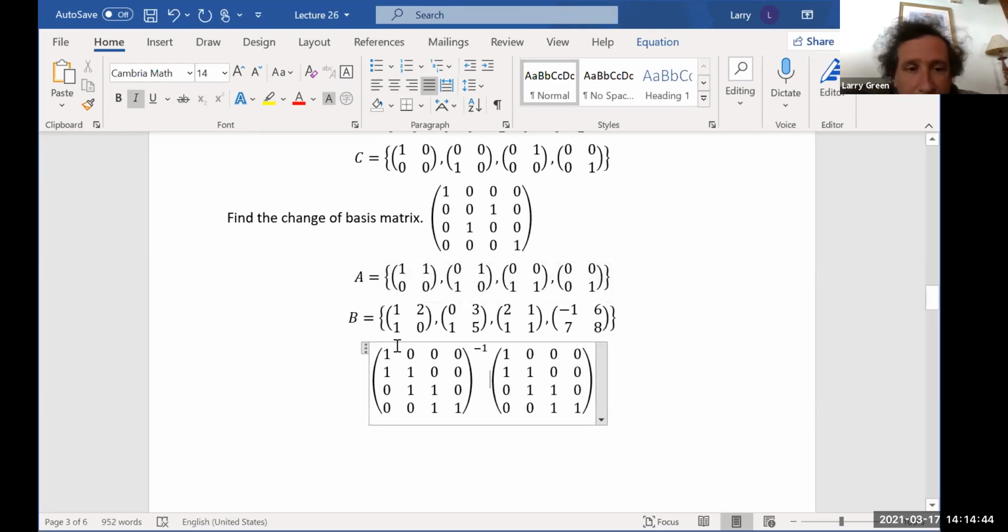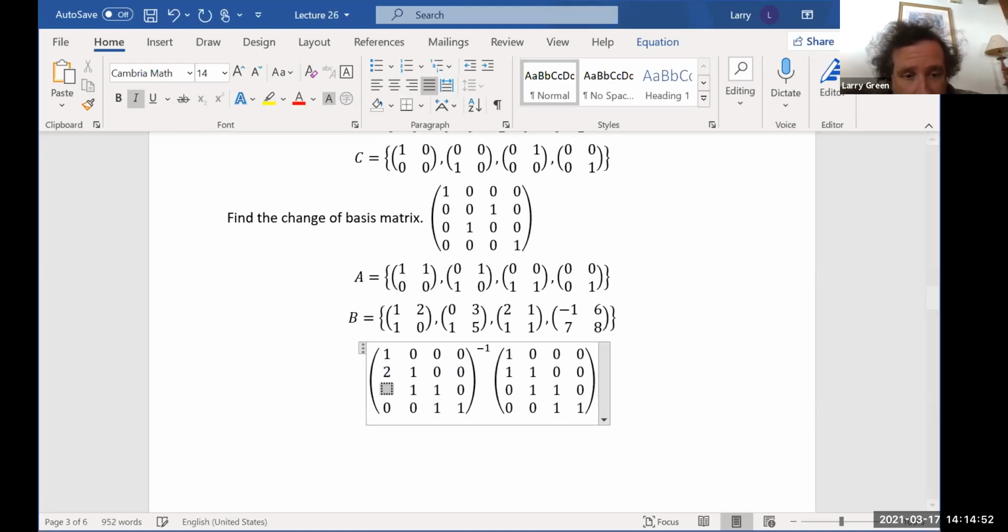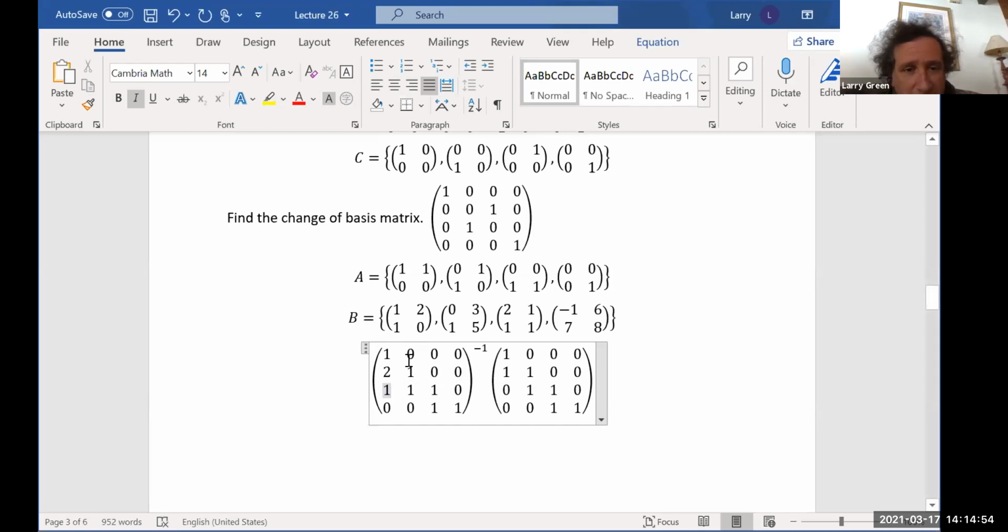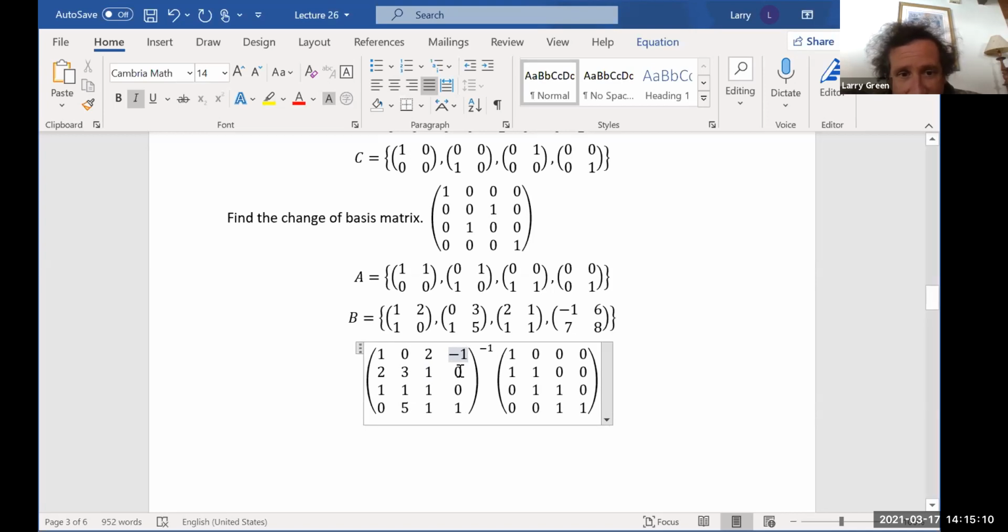There we go. And the B matrix is 1, 2, 1, 0. Zero, 3, 1, 5. 2, 1, 1, 1. And negative 1. 6, 7, 8.